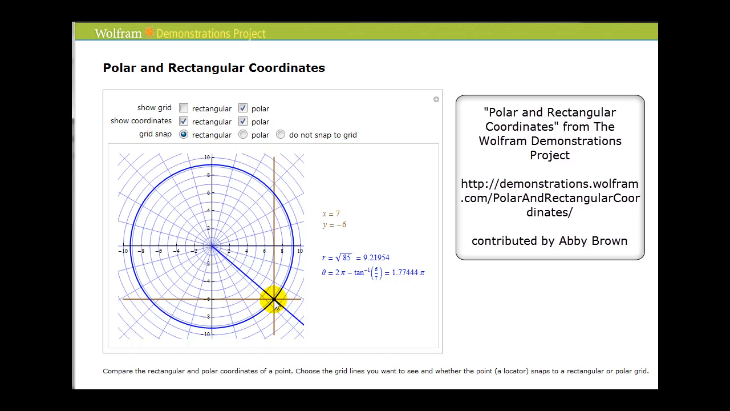So hopefully this animation supplements the videos I've already created to explain rectangular and polar coordinates, as well as graphing polar equations.